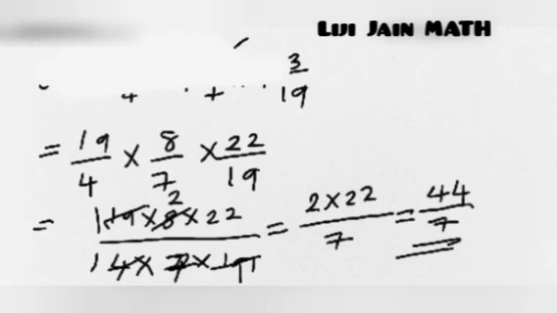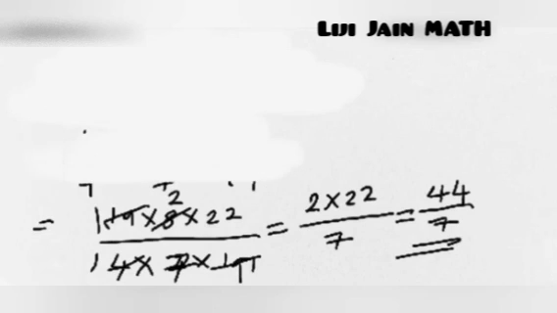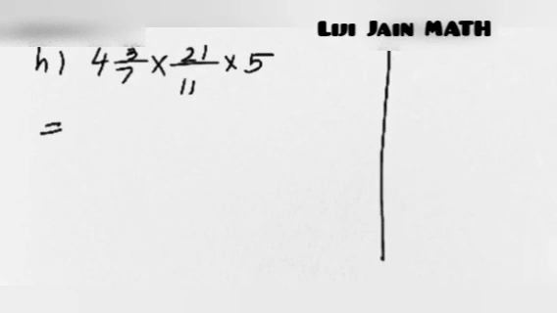Then next question, H. Write down H: 4 3 by 7 into 21 by 11 into 5. So, how to do this? Yes, the first fraction is a mixed number. It has to be converted to an improper fraction. So, how to do it? 4 3 by 7 has to be converted to what? Yes, an improper fraction.